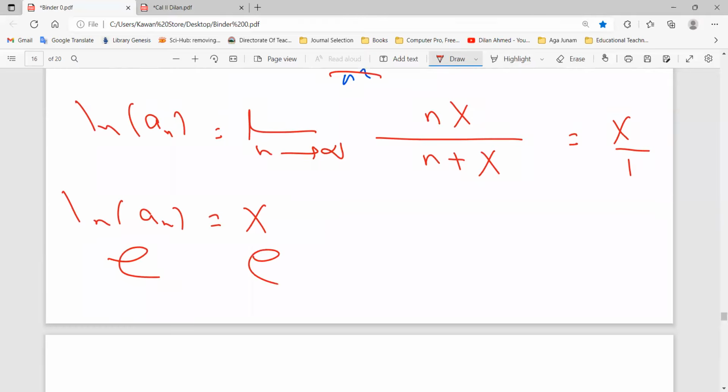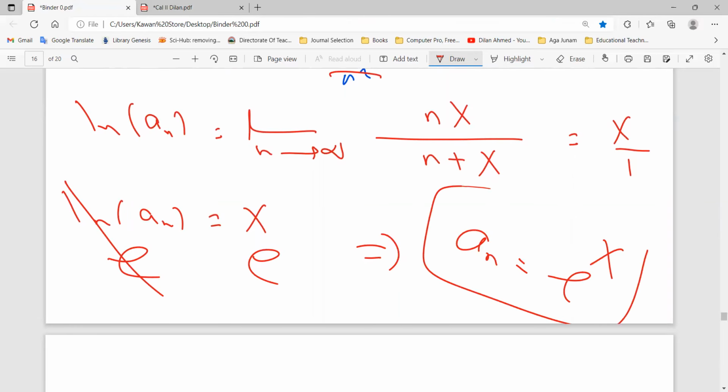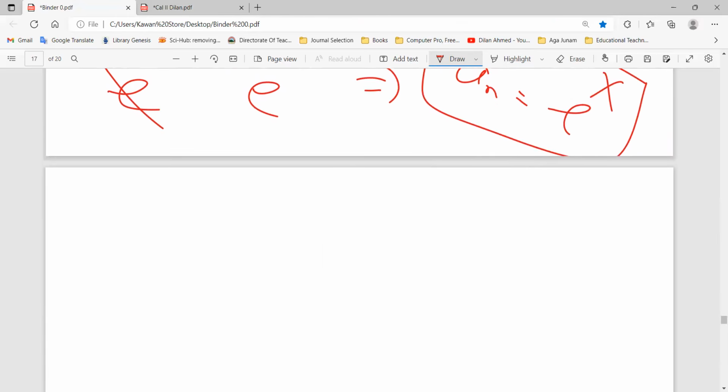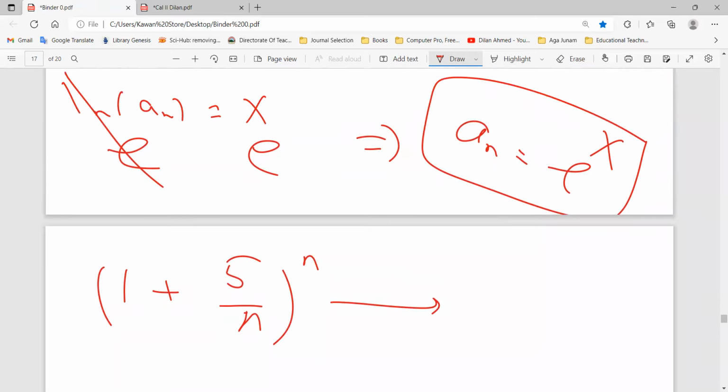Now it's time to take e. What do you mean by that? It means that if you have ln a_n equal to what? Quick, without thinking. Equal to what? a_n equals e to the power f. That's it. How about that one? You got it? Easy. So first, I proved the rule for you.